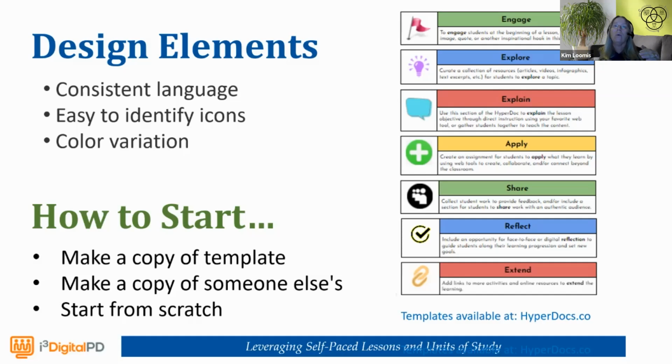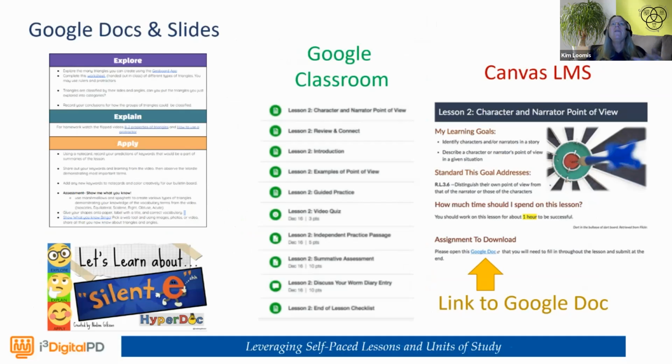So to start with, make a copy of a template, go to hyperdocs.co. There's a bunch of templates over there, or make a copy of somebody else's and try it. Maybe it covers one of the standards that you've already done. Or if you're one of those people who's already done a little bit about playlists and you want to create your own, start from scratch. So there's a variety of ways of doing it.